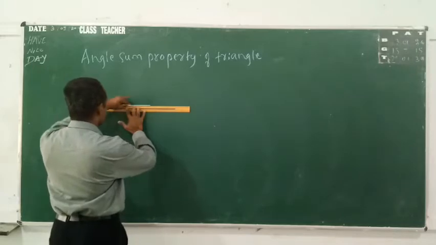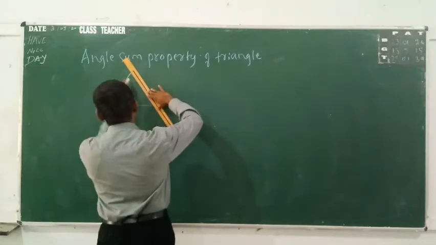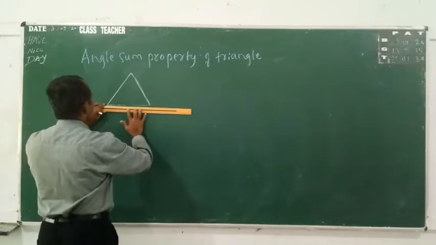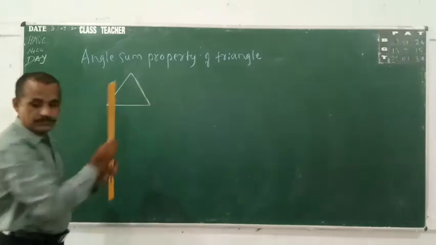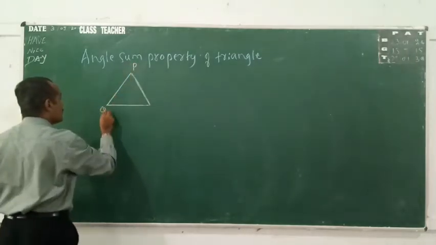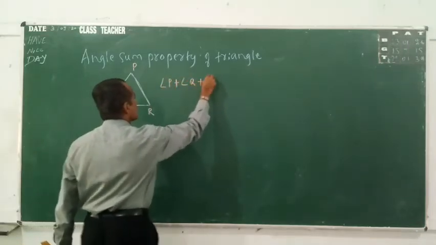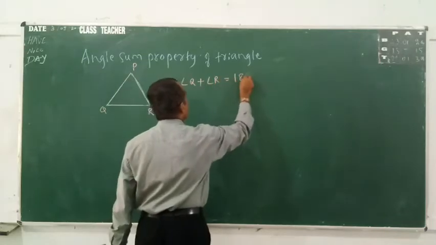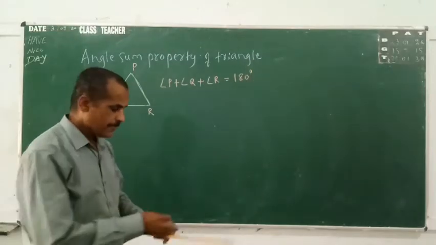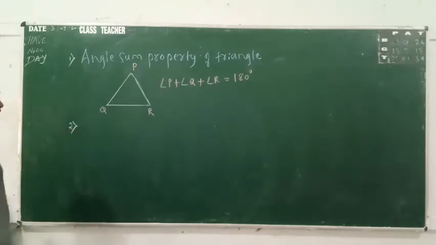I will draw a figure for this. I have told you whatever the type of triangle is immaterial. I will call this triangle PQR. And what I can say? Angle P plus angle Q plus angle R is always equal to 180 degrees. This is called the angle sum property of triangle. This is the first property. I will go to the second property.